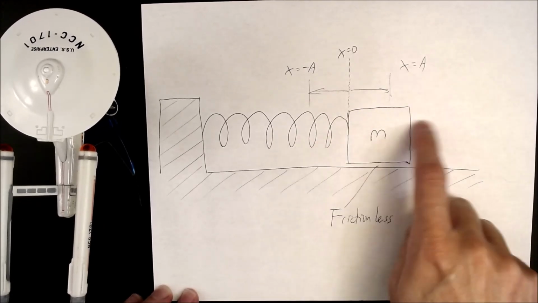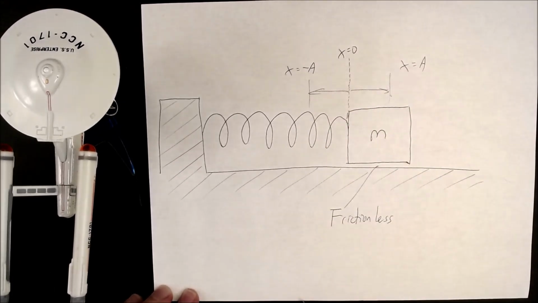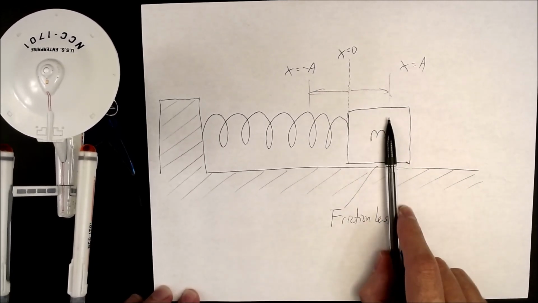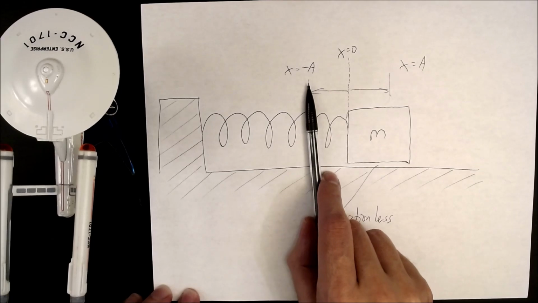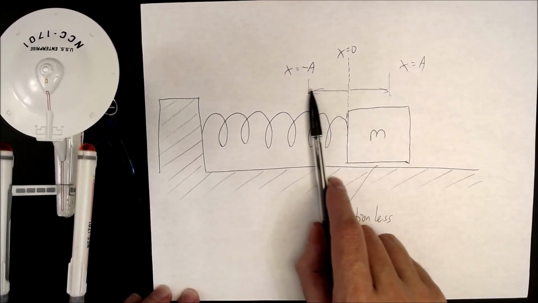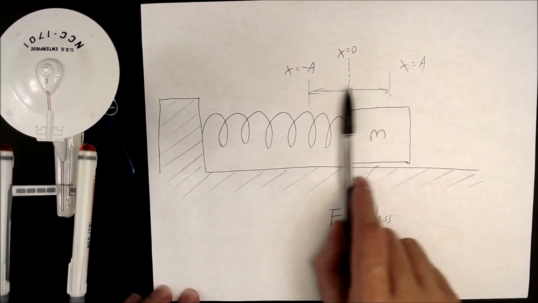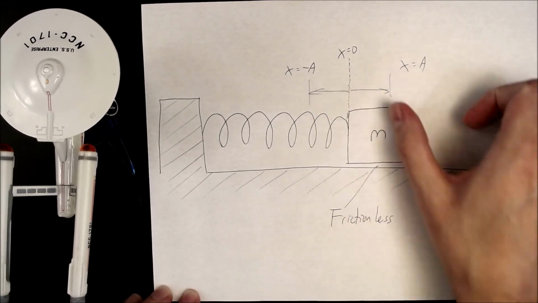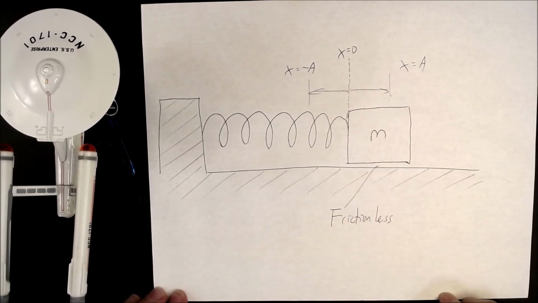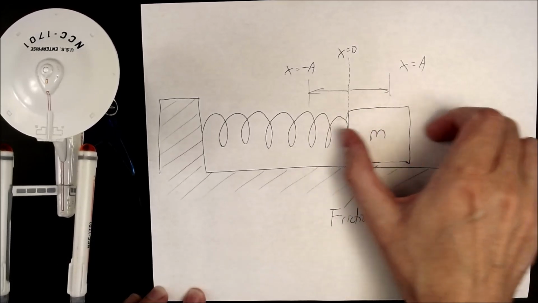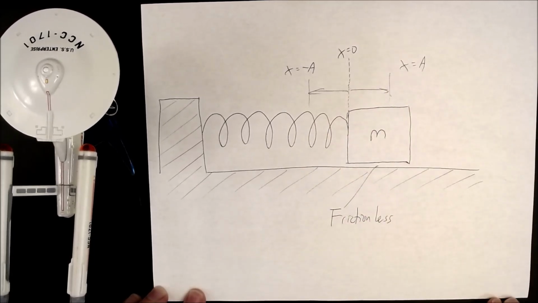If it's frictionless, it'll oscillate back and forth forever from position minus A to plus A. X is equal to negative A, X is equal to positive A. A is the amplitude, which is half the total distance that it's moving. It's kind of the radius, if you will. So negative A to positive A is where it's moving to and from, and it's doing that cyclically, that simple harmonic motion right there.